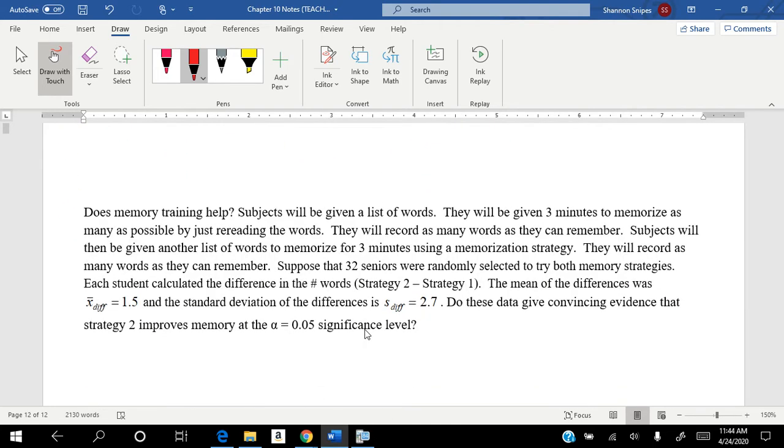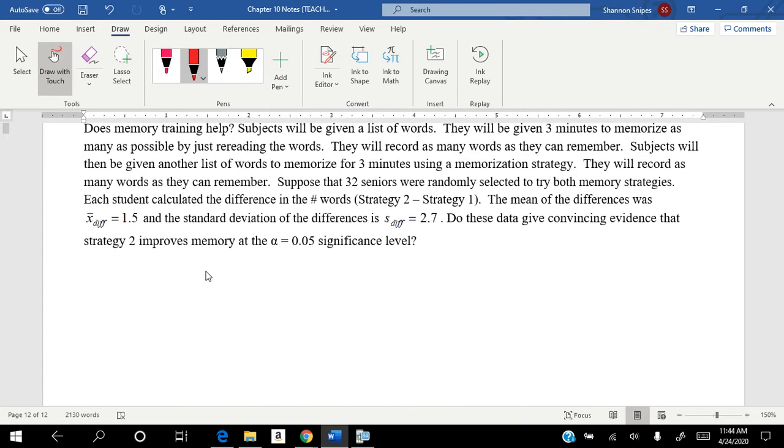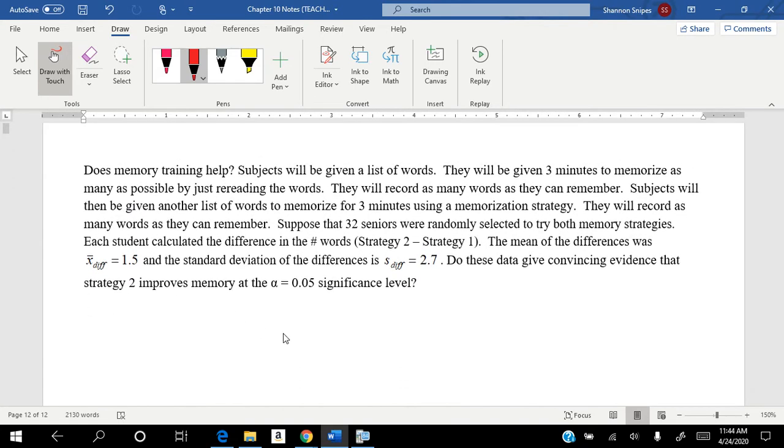All right. So does memory training help? Let's do another example just to make sure. I'm not going to do all of it out in its entirety. I feel like I've done enough of those, but we'll just do the mechanics and discuss everything that needs to be written down. Does memory training help? Subjects will be given a list of words. They will be given 3 minutes to memorize as many as possible by just rereading the words. They will record as many words as they can remember. Subjects will then be given another list of words to memorize for 3 minutes using a memorization strategy. Now, I hope you can already tell that this is going to be another paired t-test.